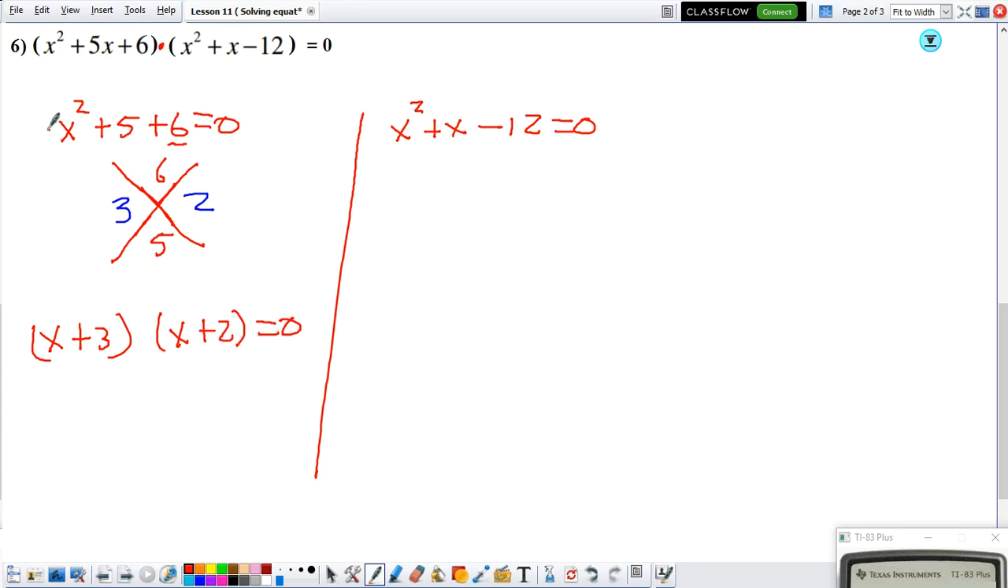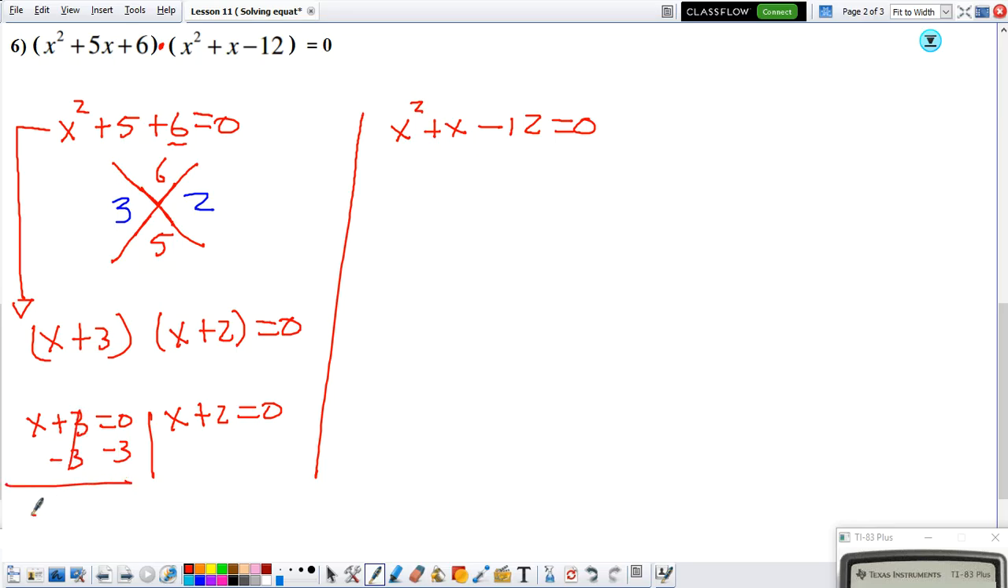All I did was rewrite the original, and we're going to apply the same rule. So we have that x plus 3 equal to 0, and x plus 2 equal to 0. And now we solve individually. So minus 3, so x equals minus 3. Oops, it's supposed to be a minus there. x equals minus 3. Minus 2.